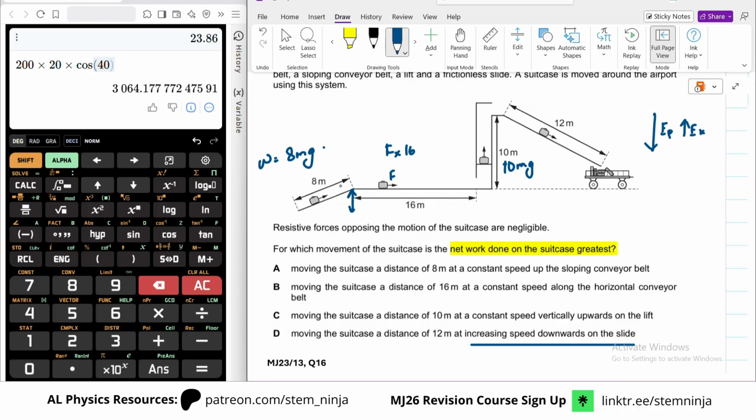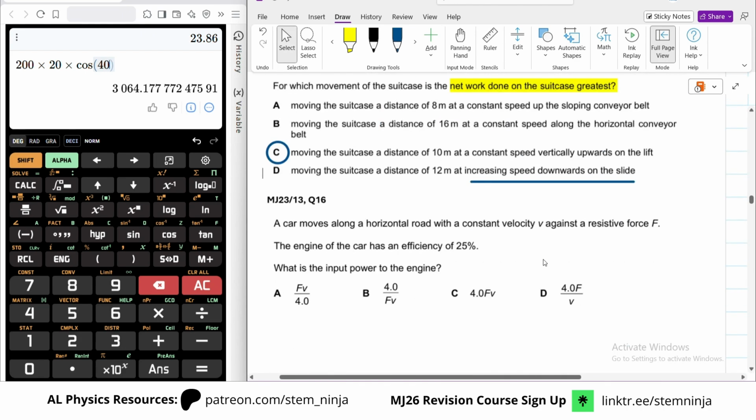So over here, the constant speed means there is no change in kinetic energy. So potential energy is the only thing that is increasing, 8 mg. The net work done on this case would be, how do we explain this? There is no change in potential energy, there is no change in kinetic energy. Over here, there may be no change in kinetic energy, but there is an increase in potential energy. Over here, the change in gravitational potential energy is countered by the change in kinetic energy. So C is the answer that makes the most sense.